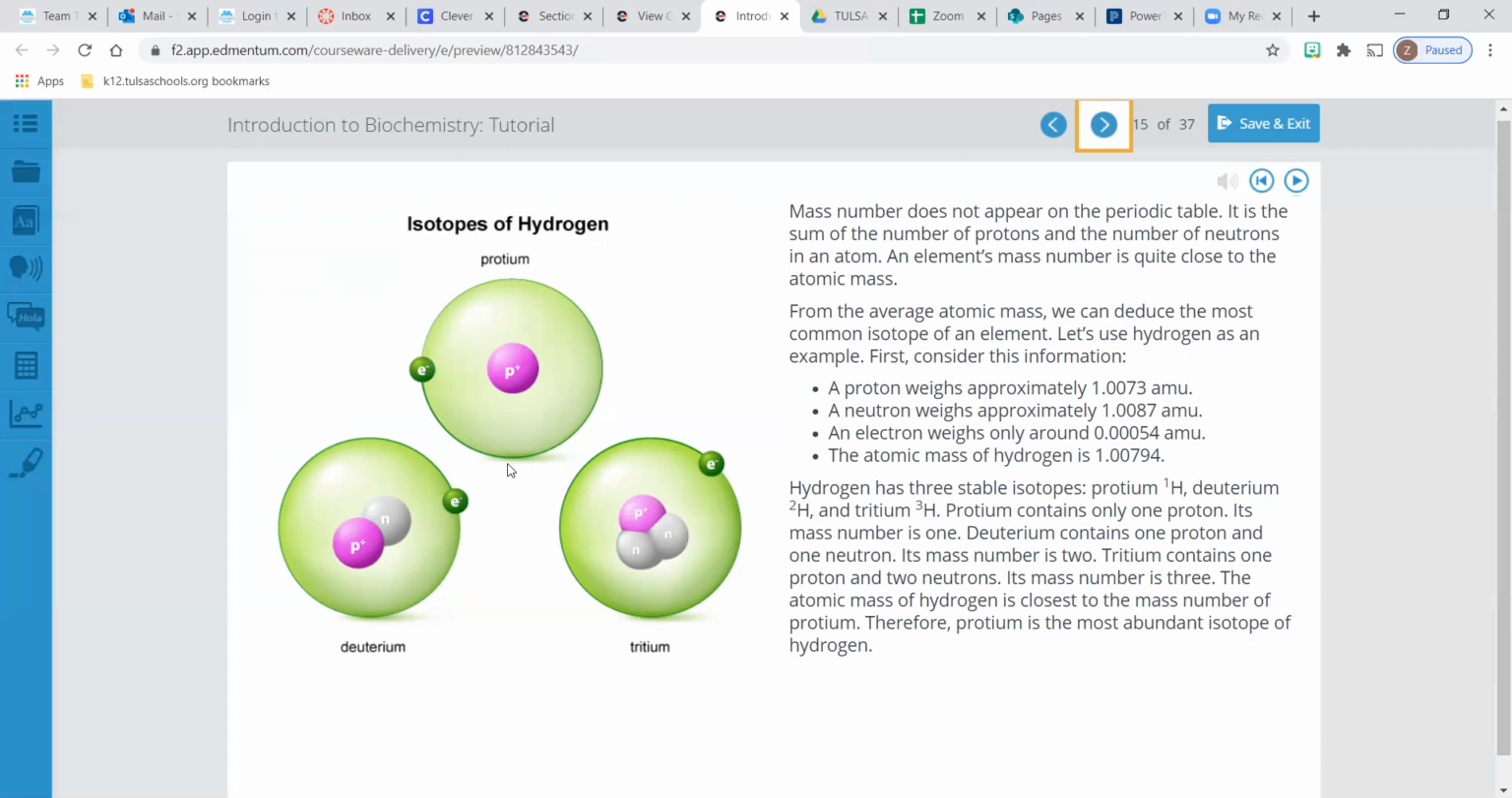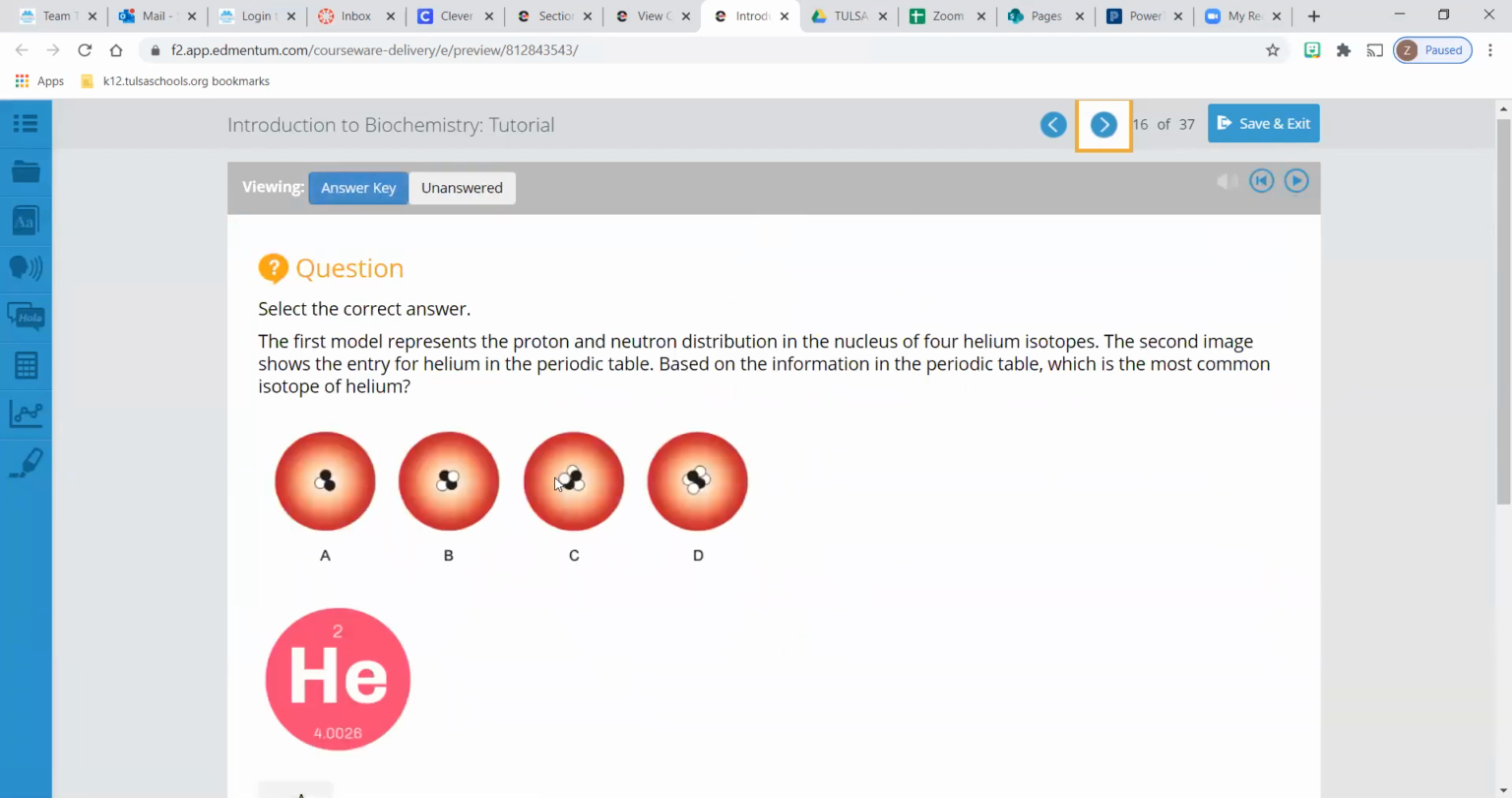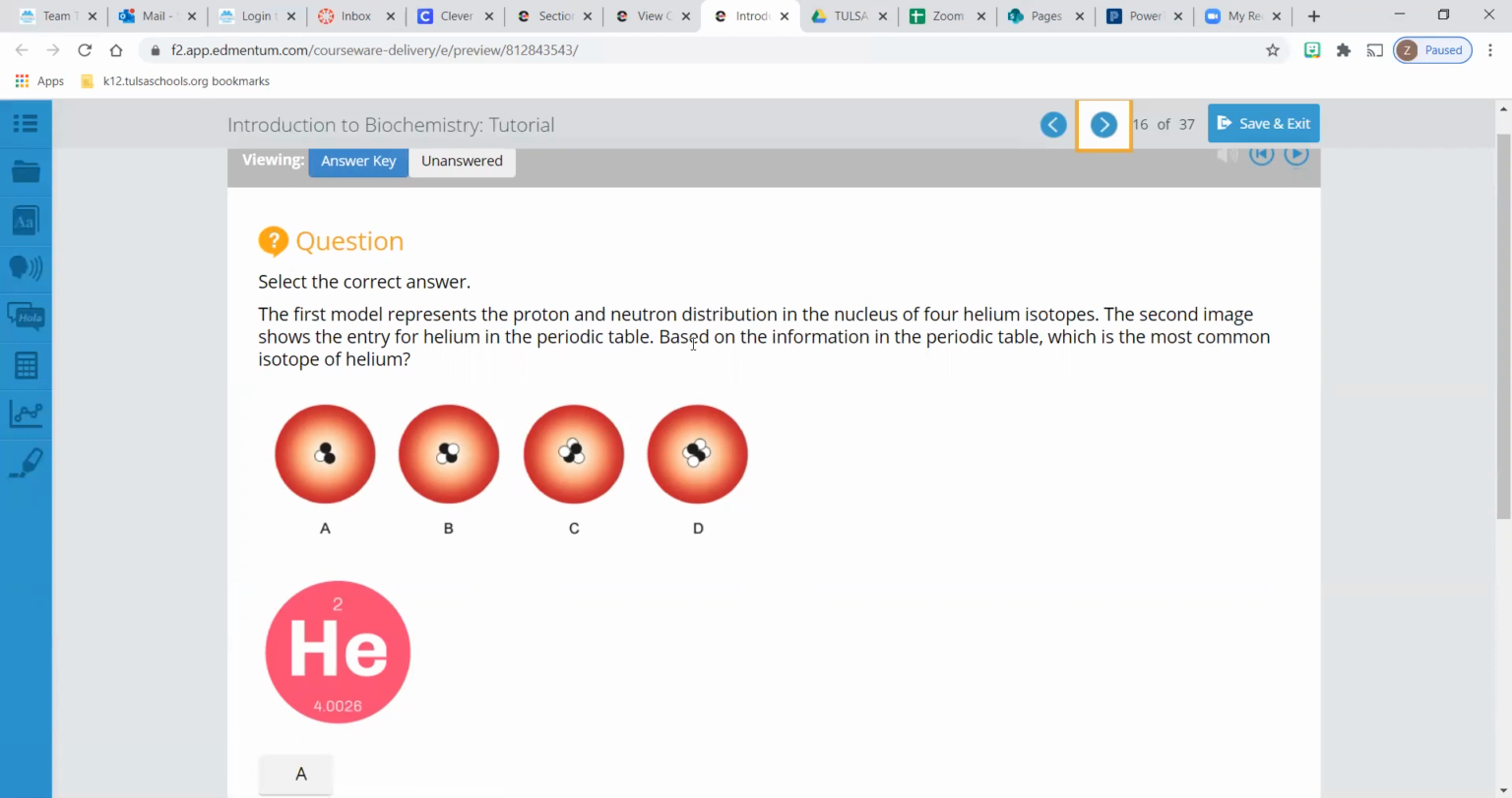So protium is the most common type. The atomic mass, if that's the average, the closest would be protium, because it's just 1 proton weighing 1.0073. You do have deuterium and tritium, which pulls the average a little higher, but they're not as common. The most abundant type is protium. Protium. Yeah. Try saying that a few times.